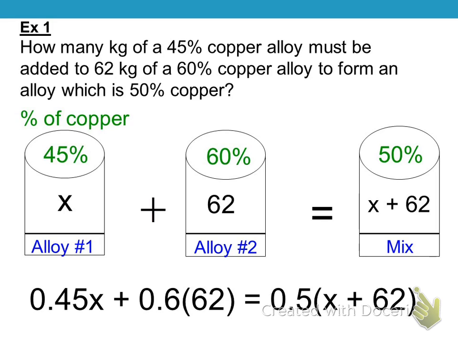So my equation is going to look like this. 0.45 times x, plus 0.6 times 62, and then back here I have to use parentheses because the whole thing is my total, the total amount of this solution I have, and that needs to be 50%. Questions so far? Now we've got to solve it. But I am out of room, so I'm going to go to the next slide.